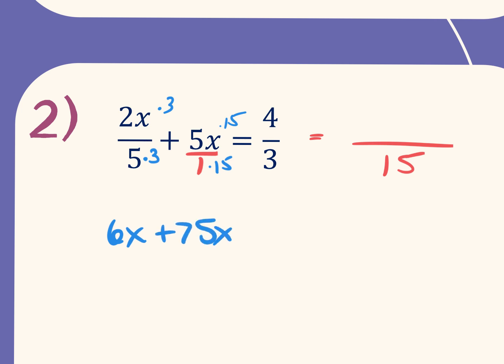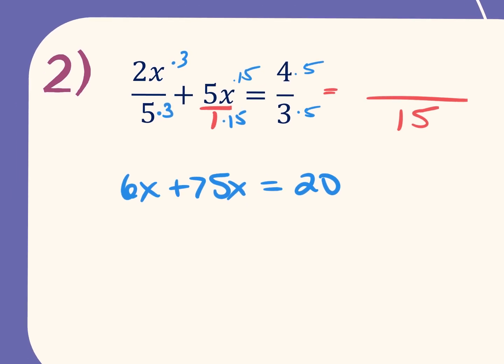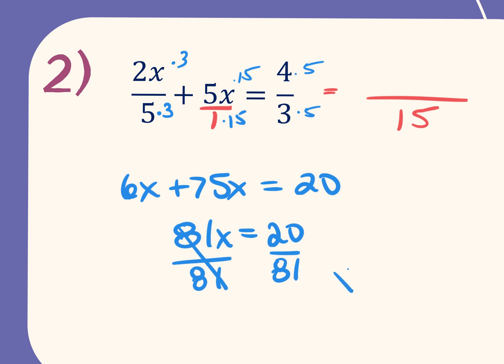How do I make 3 into 15? Multiply by 5. What you do to the bottom, you do to the top. And so we get what? 4 times 5 is 20. All right. Now that you have all the same denominator, you don't have to worry about it anymore. It's gone. Left-hand side, same as right-hand side. So now we solve. What's 6x plus 75x? 81x equals 20. Divide both sides by 81. What's x equal?